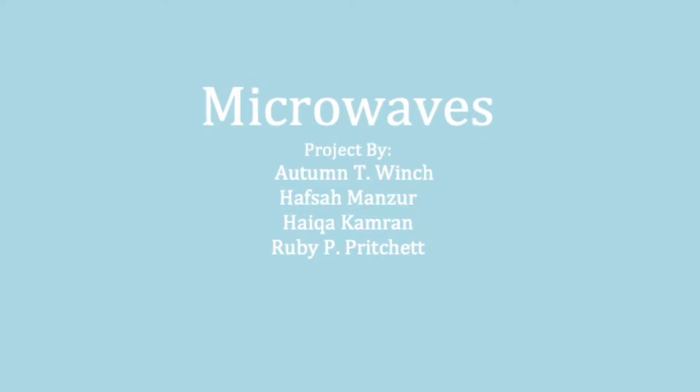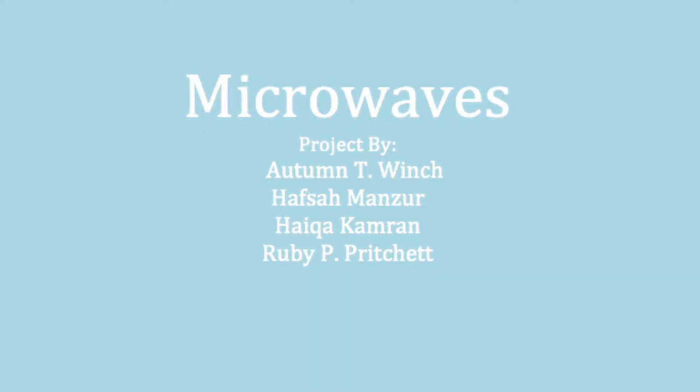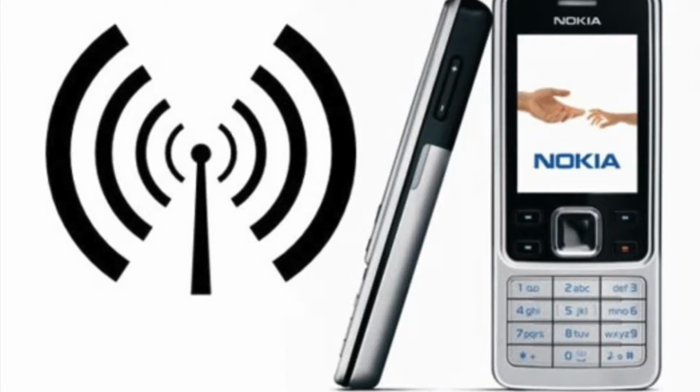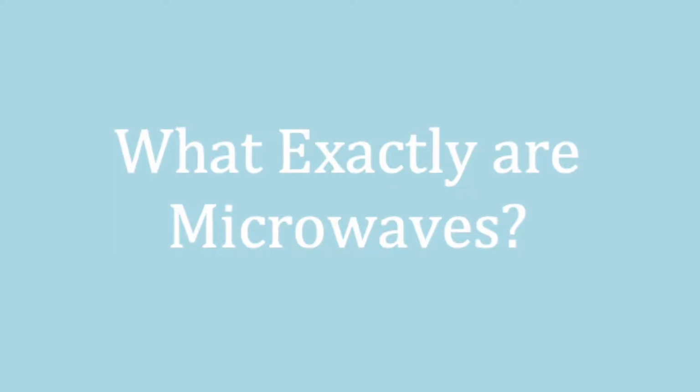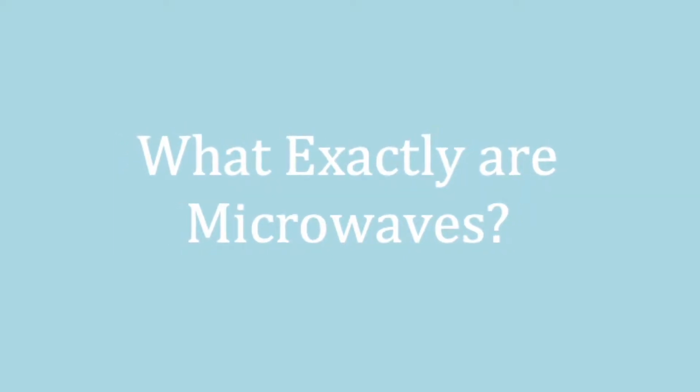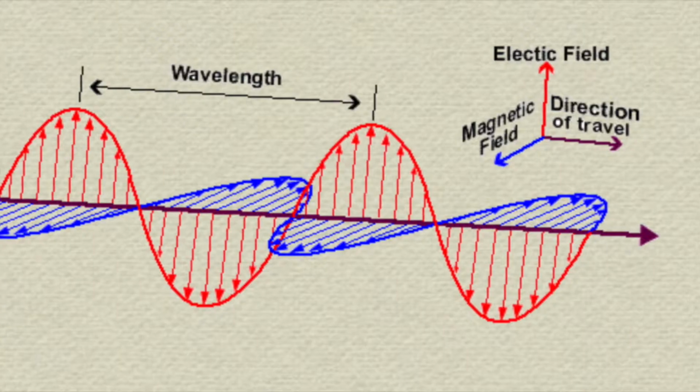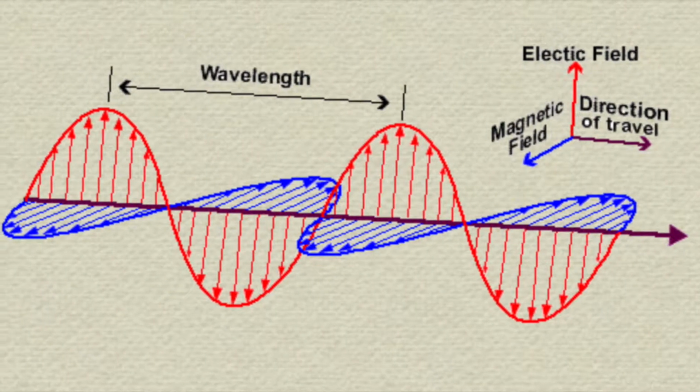It is true that microwaves are commonly used in our everyday lives, whether it be for heating up food or for helping our wireless phones work. But what exactly are microwaves? A microwave is actually a type of electromagnetic radiation, which is a form of energy.